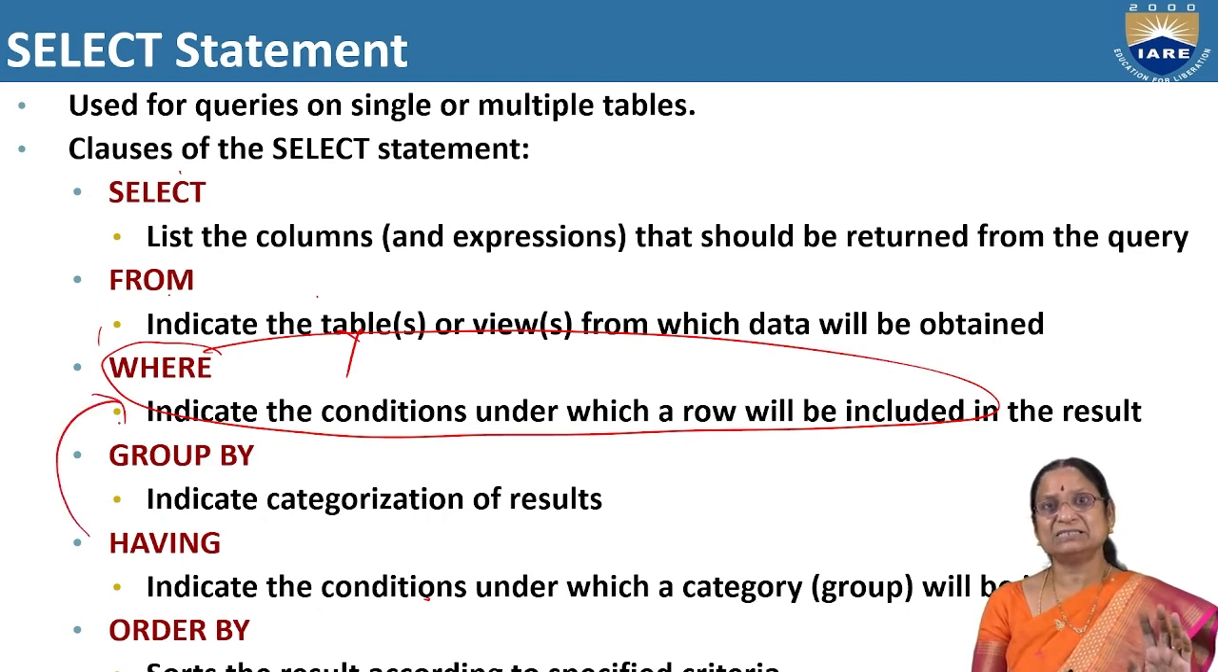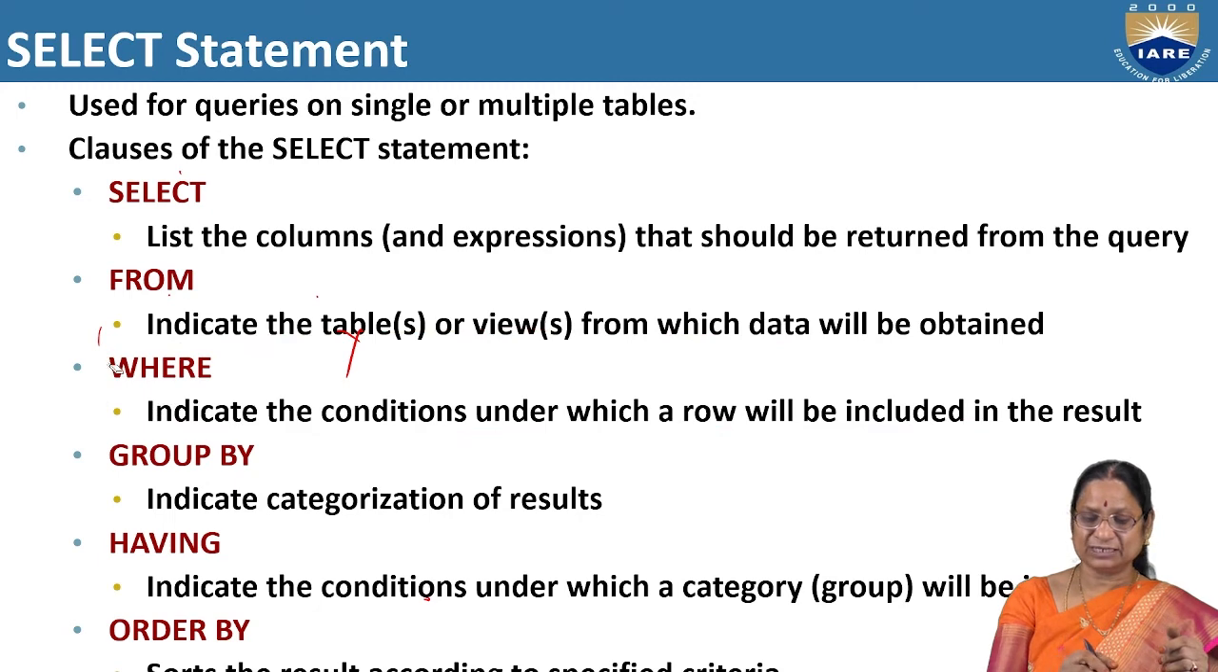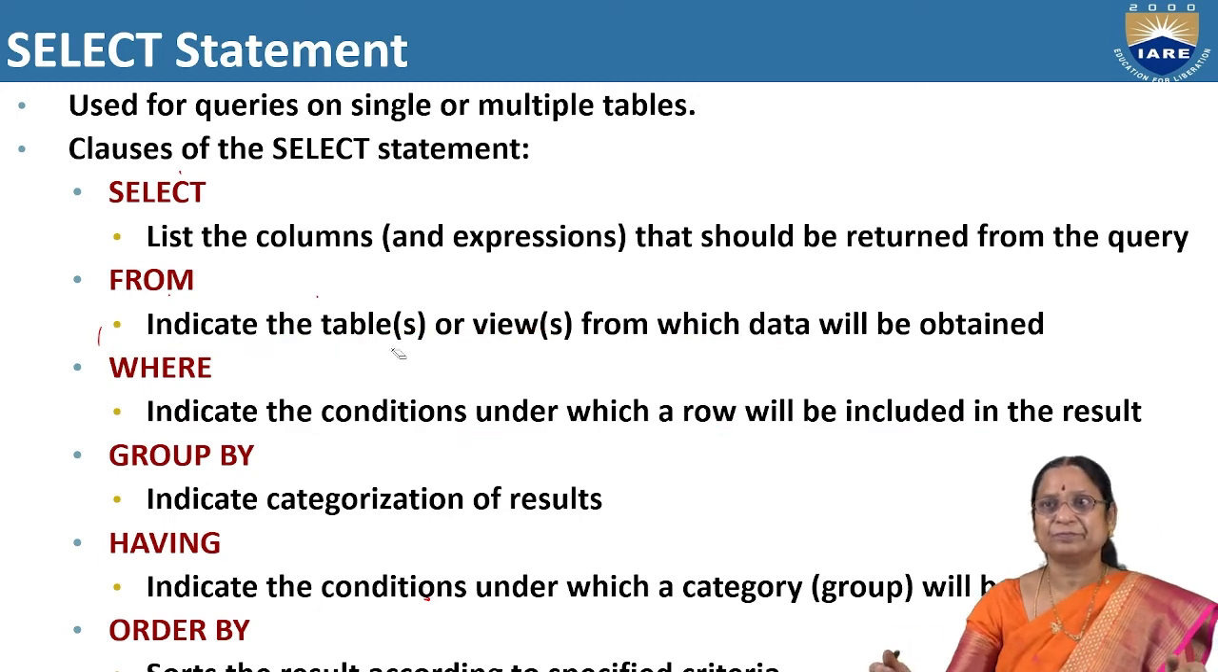Because HAVING must be considered as filtering of the data resulting from the GROUP BY clause. So that's why GROUP BY has to be done first. On that result only, the filtering process is carried out. So that's why GROUP BY must be there first.